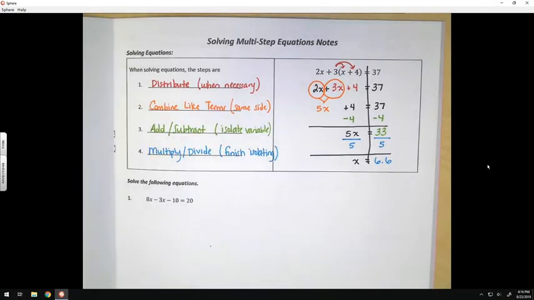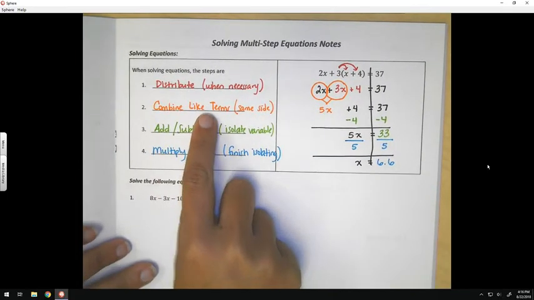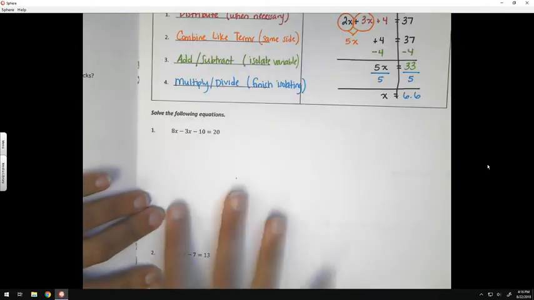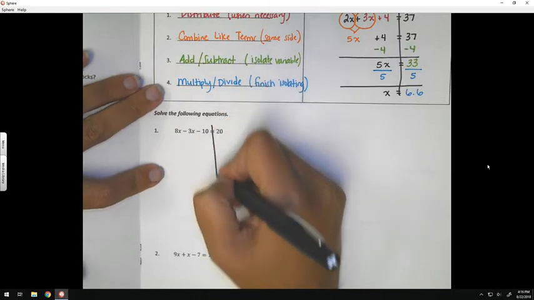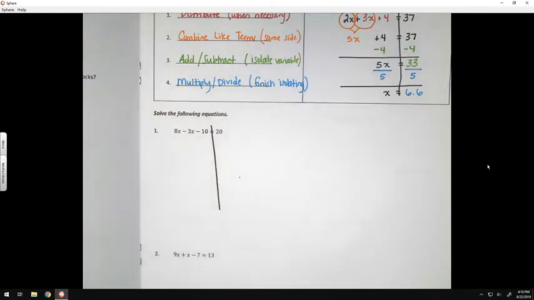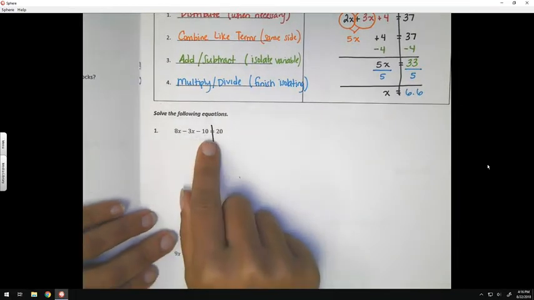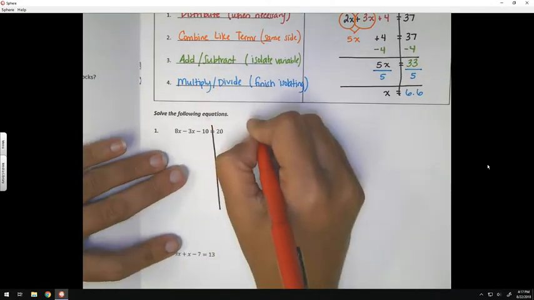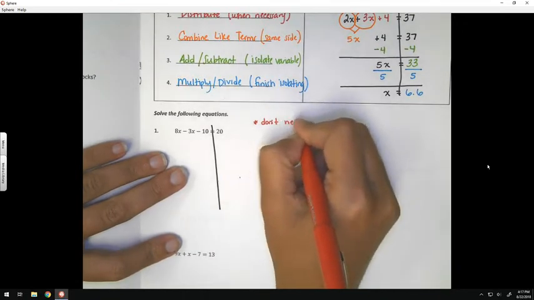Okay, now that you've kind of seen this process, distribute, then combine like terms, then add and subtract, then multiply and divide, let's take a look if we can use that in some new problems. Once again, I'm going to start by drawing a vertical line through my equal sign. Now I'm going to ask myself, do I need to distribute in this problem? Since there are no parentheses, I don't need to distribute.